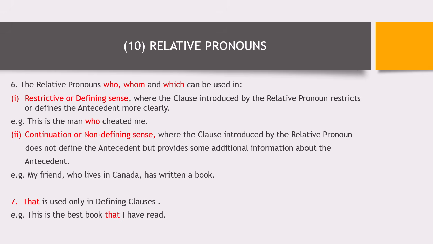Continuation or non-defining sense, where the clause introduced by the relative pronoun does not define the antecedent, but provides some additional information about the antecedent. Example: my friend, who lives in Canada, has written a book. That is used only in defining clauses. Example: this is the best book that I have read.